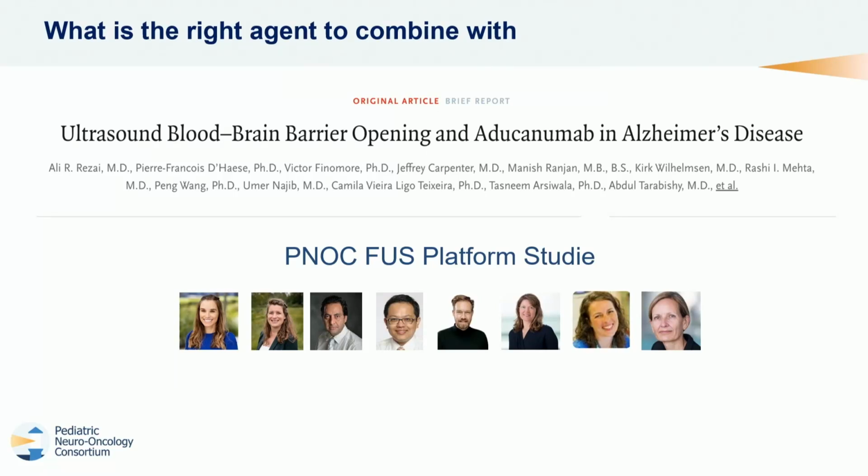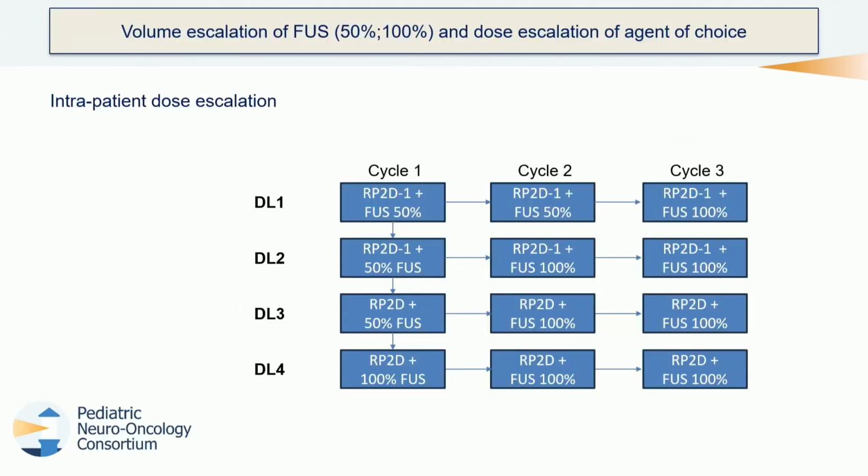one area is obviously how much of the tumor you are subjecting to opening with the focused ultrasound, and are there any negative side effects? There's some concern, for example, could this lead to hemorrhage? And then obviously as you increase your agent, how do you best deal with that? One of the potential concepts we have developed is that you use the recommended phase 2 dose, but start with 50% of the tumor subjected to opening with focused ultrasound, and then you increase over time within one patient over different cycles.